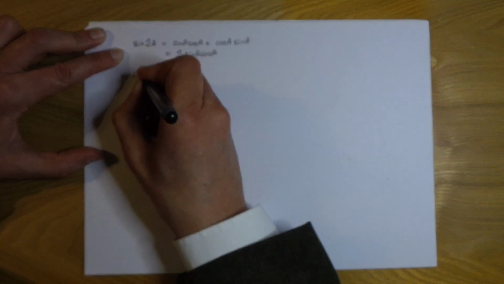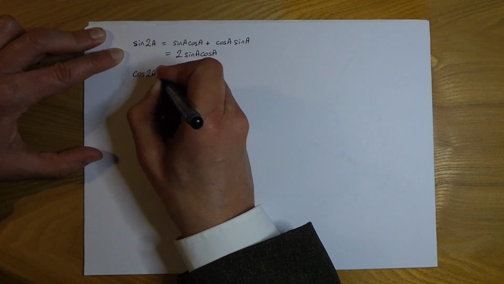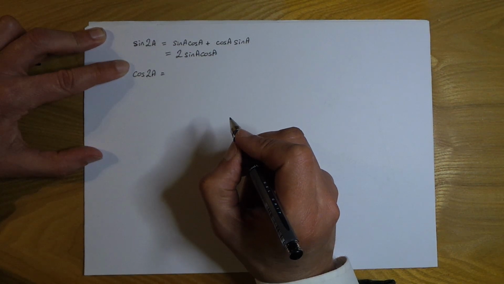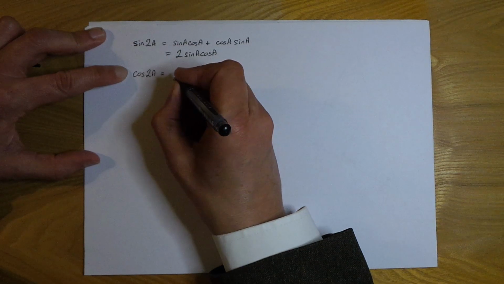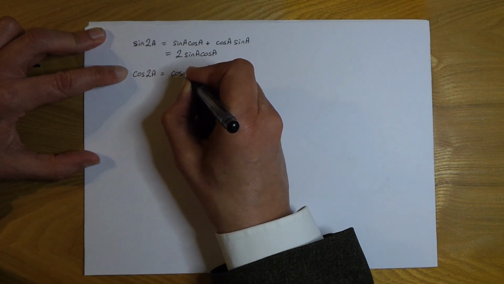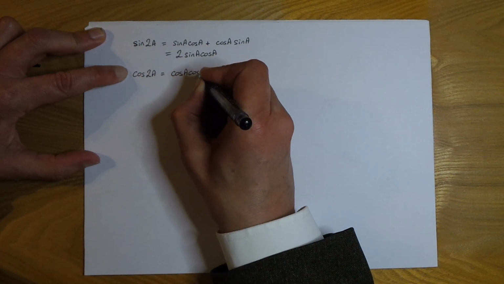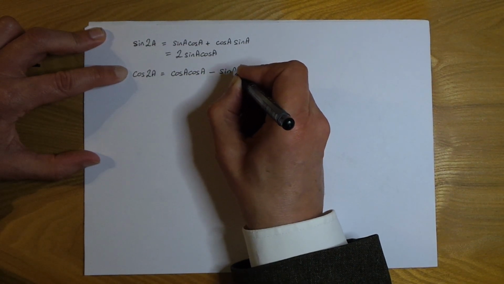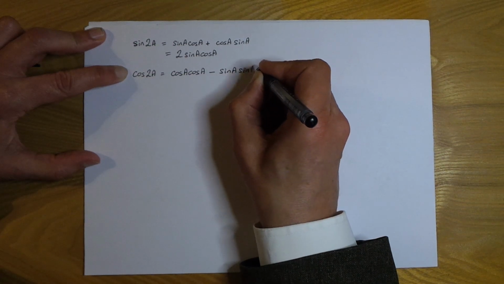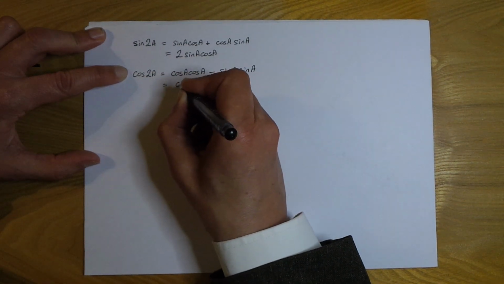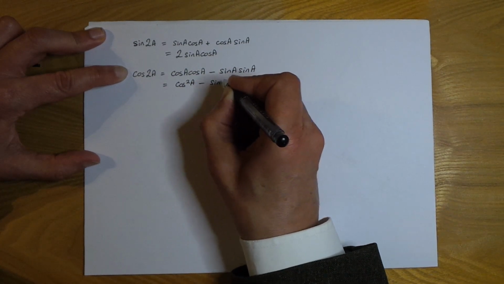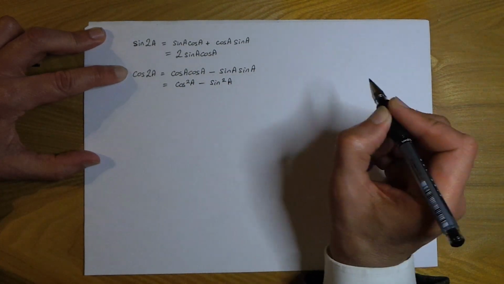The cos of 2A, cos of A plus B, would be cos A cos B minus sine A sin B, so cos of 2A would be cos A cos A minus sine A sin A. In other words, cos squared A minus sine squared of A.